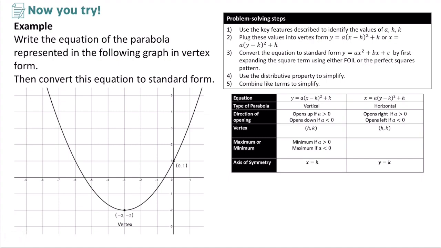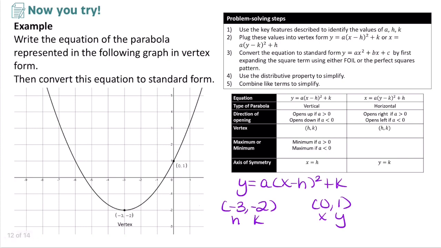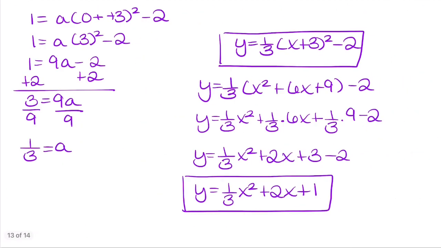So now you can go ahead and pause the video and try doing this example on your own. So here you can see the parabola opens up, so it's going to be vertical. So we use y equals a times x minus h squared plus k. We have the vertex, which gives us the values of h and k, and we also have a point, so that gives us an x and y value to work with. So we plug this all into vertex form, and that gives us 1 equals a times 0 minus negative 3, which becomes plus, squared minus 2. So we have 1 equals 9a minus 2, and when we solve for a, we get a equals 1/3. So in vertex form, the equation will be y equals 1/3 x plus 3 squared minus 2.